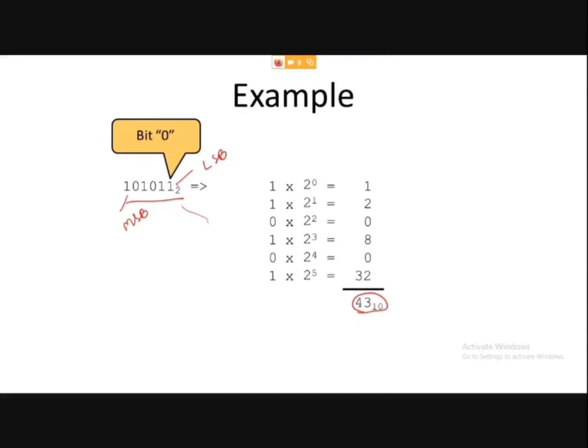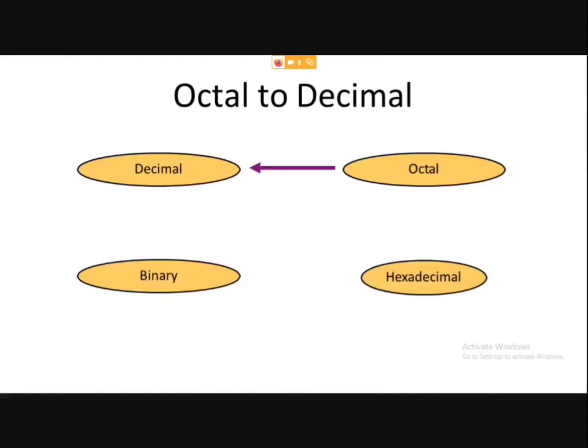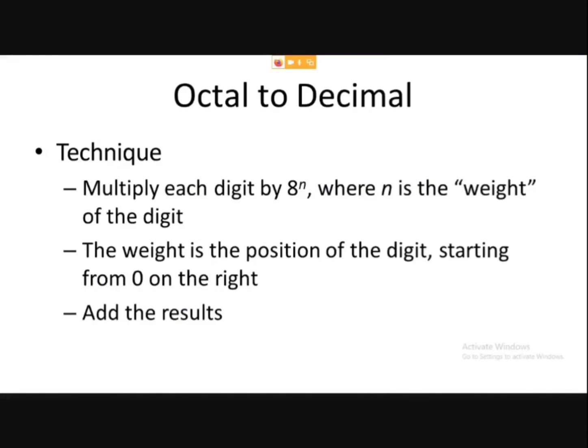Similarly, we can convert an octal number into a decimal number. Let's check how this can be done. The rule positions are exactly the same. Like for binary, we had used 2 raised to power n, now we will be using 8 raised to power n. That's the only difference. So let's go for the actual conversion part.